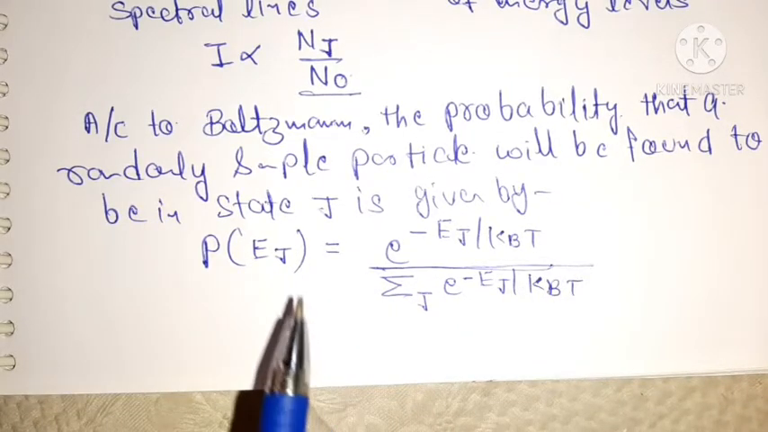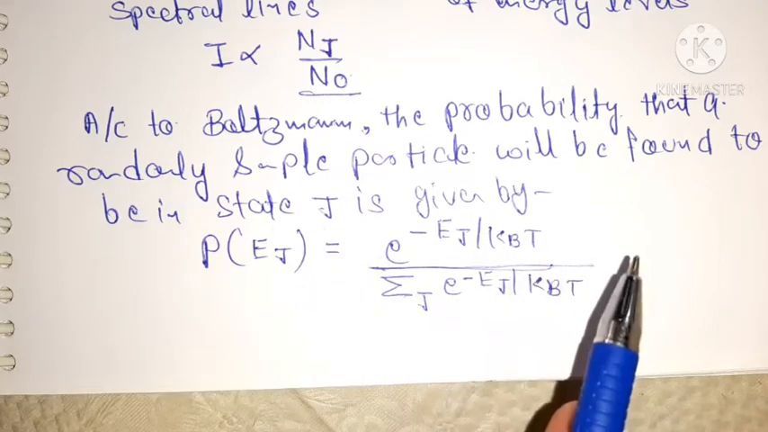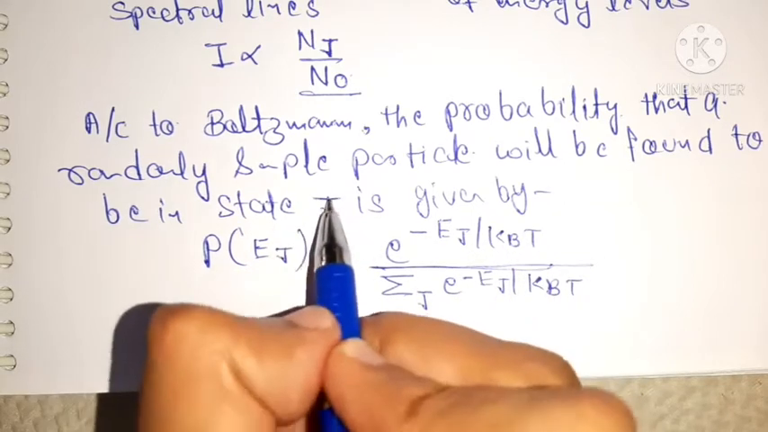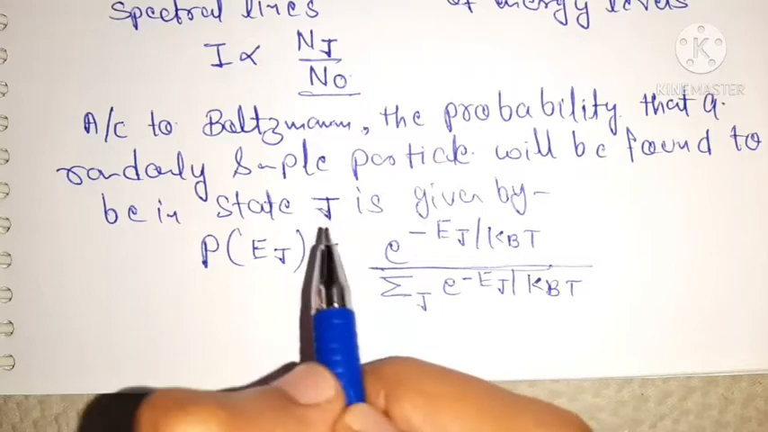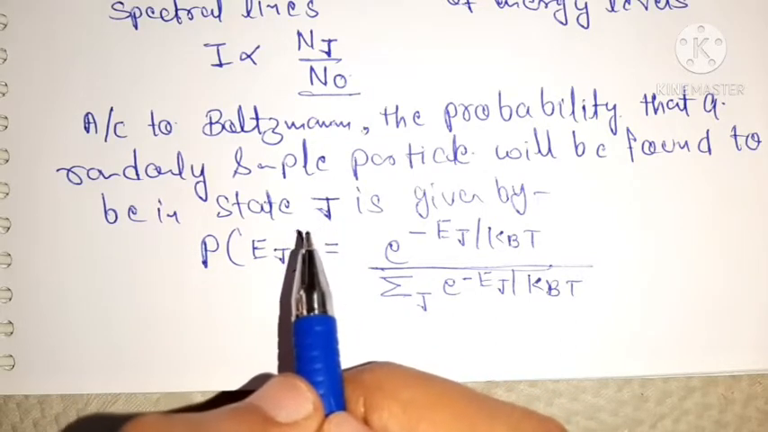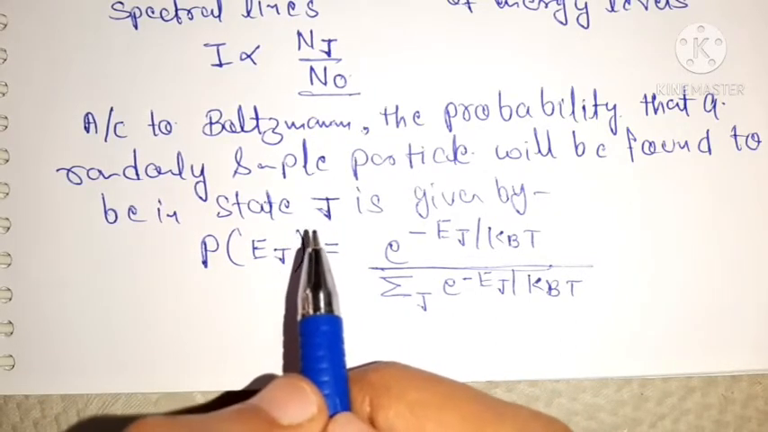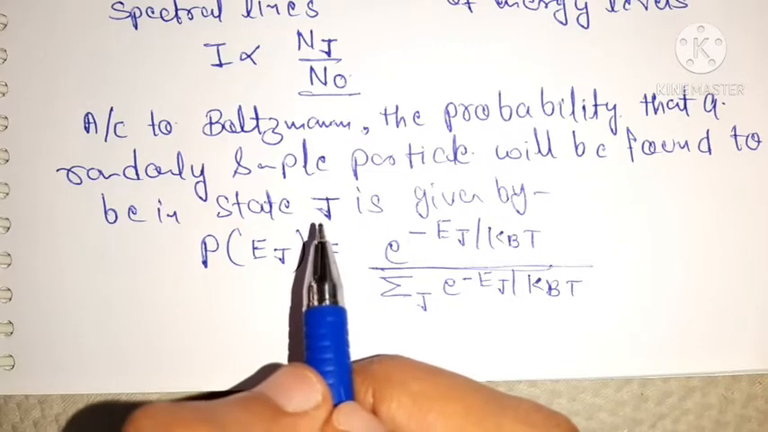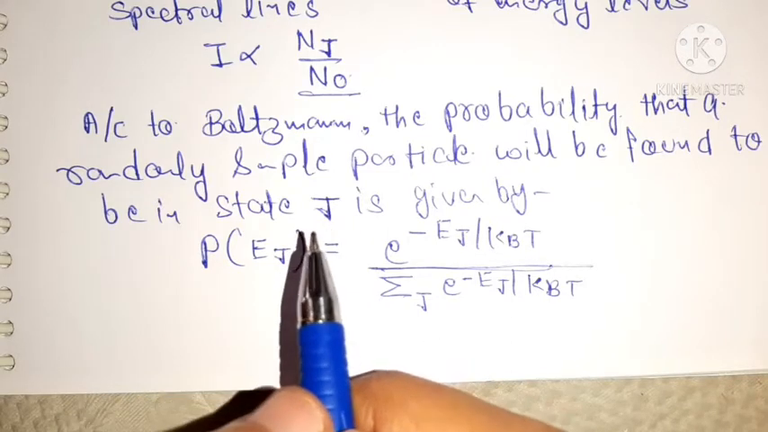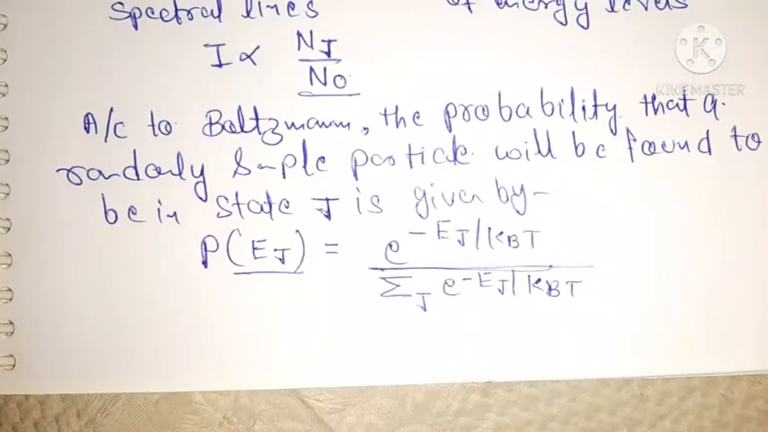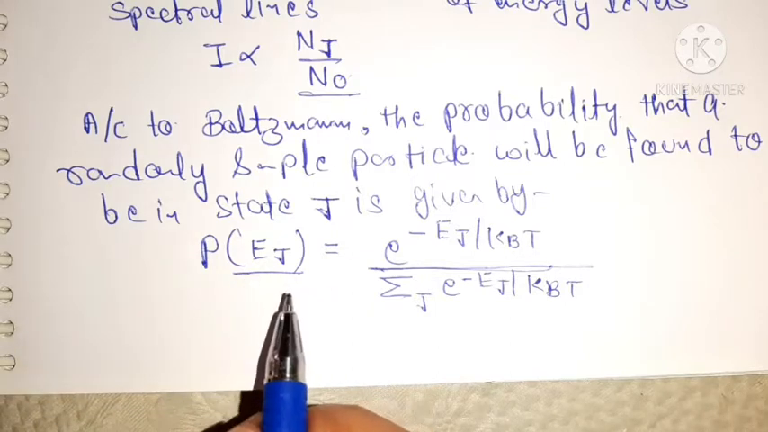This is a probability formula for finding any particle in any state, or in any rotational level related to J. J is your rotational quantum number. Here J represents all the quantum numbers possible for the states that exhibit the energy, that is EJ.